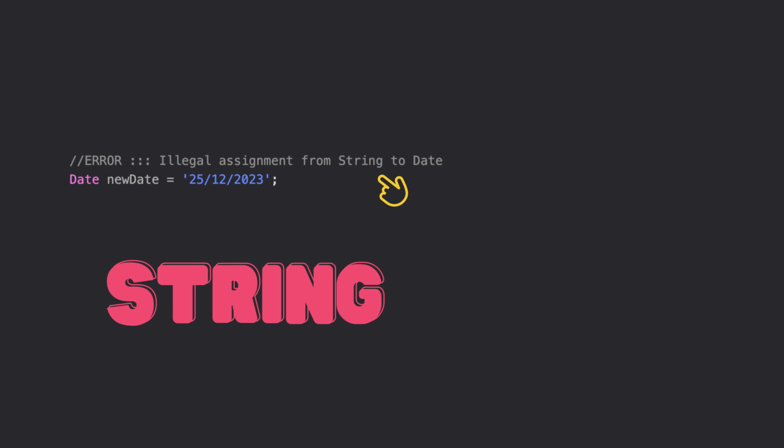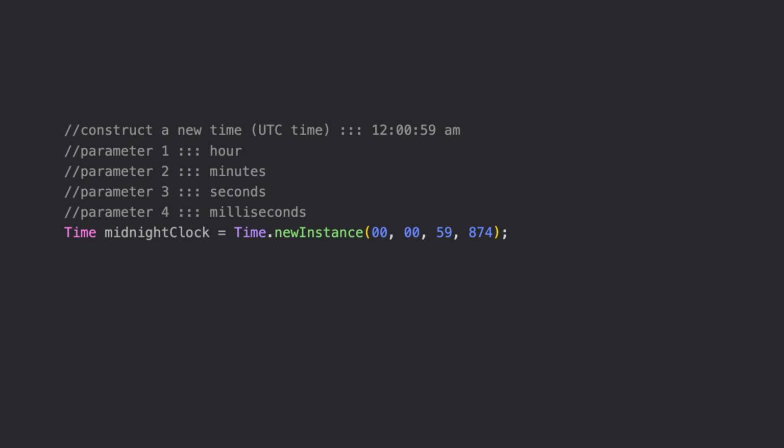Perhaps we want to store a time rather than a date. In this case, we declare a variable of time data type and use the time class to access a method called newInstance and pass in 4 parameters in a defined order, such as hours in 24 hours format, minutes, seconds, and milliseconds. Remember that the parameters must be in a specific order that the built-in class method accepts, meaning you can't pass seconds parameter before the minutes parameter and so on.